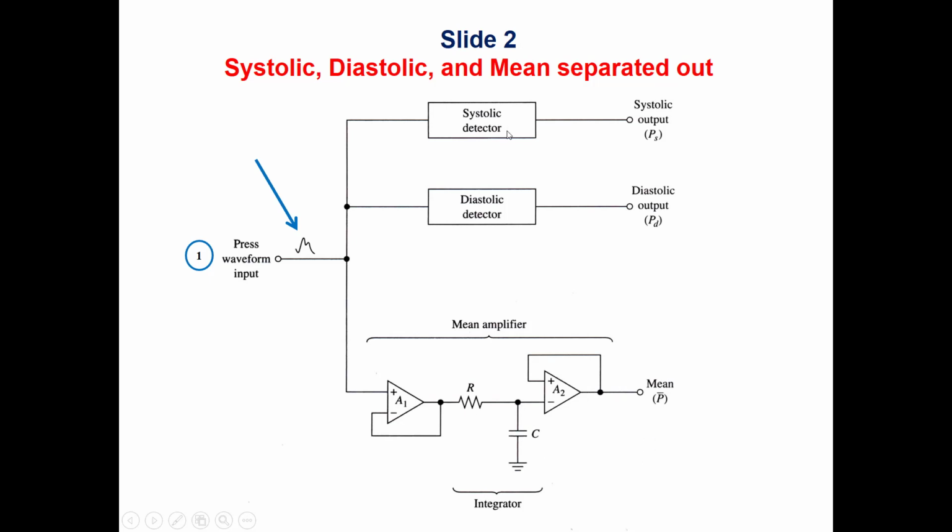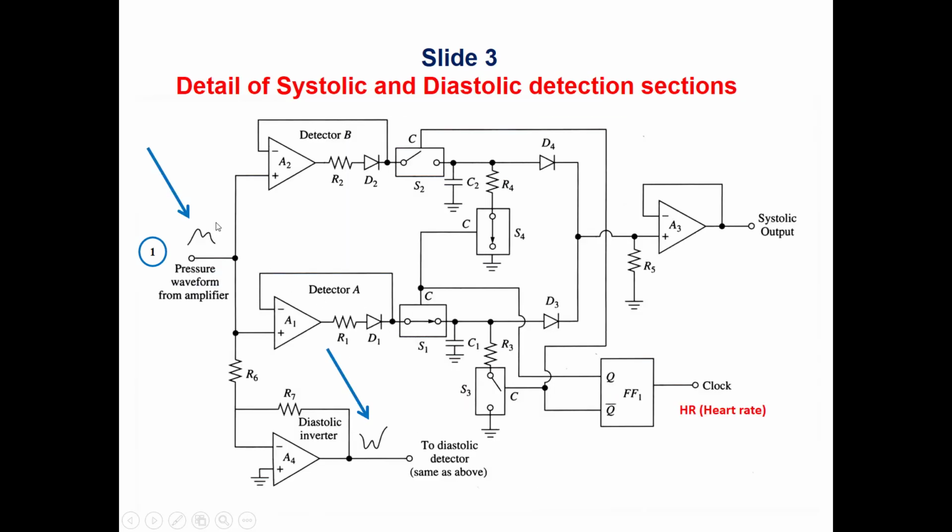Now we'll move to the third slide, where we'll talk about the systolic detector and diastolic detector, what they are and how they function. So again, we have the waveform here, and we need to have the systolic output. As you see, we have a circuit which is made up of 2 similar parts and with switches. So the circuit is made of a full bridge. Then we have a capacitor, then we have a diode and a resistor.